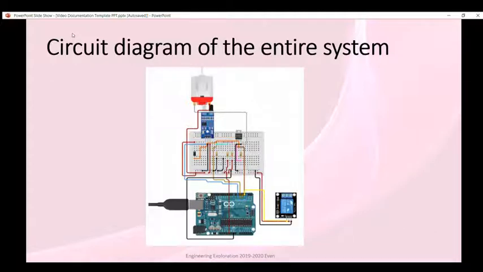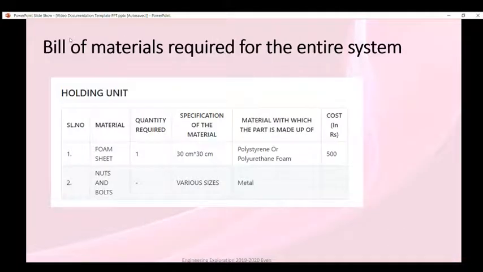Our circuit consists of Arduino Mega 2560, relay module, DC motor, IR sensor and breadboard, which are connected with one another. Next, we tried to figure out what materials are required to design a model physically. So we came up with a bill of materials of various products which were required to design the product.